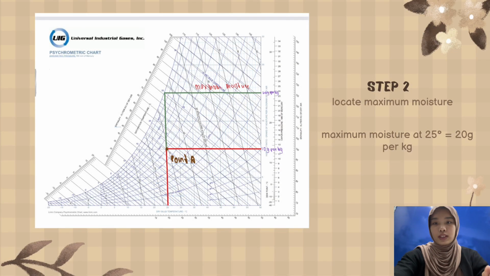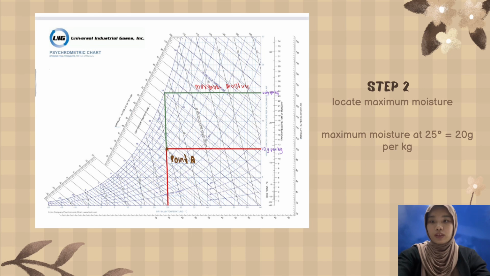Then, draw a reference line vertically upward until it intersects the saturation line. Then, note the specific humidity at that point. In this case, the maximum moisture at 25 degrees is equal to 20 grams per kilogram. This is what we call the maximum moisture at a given temperature.